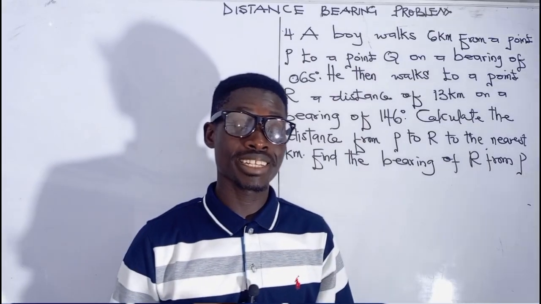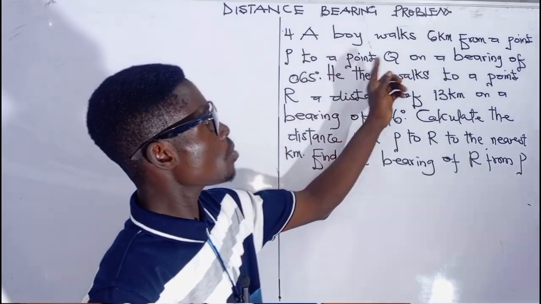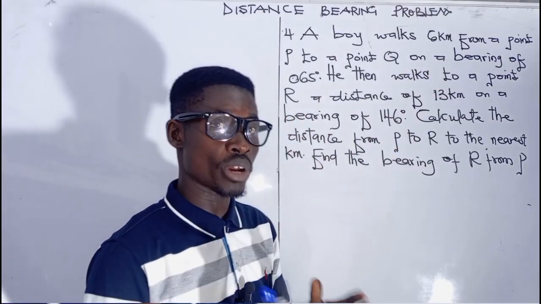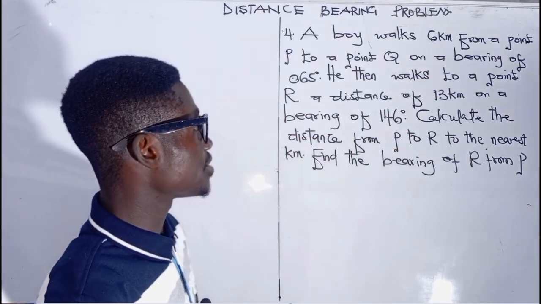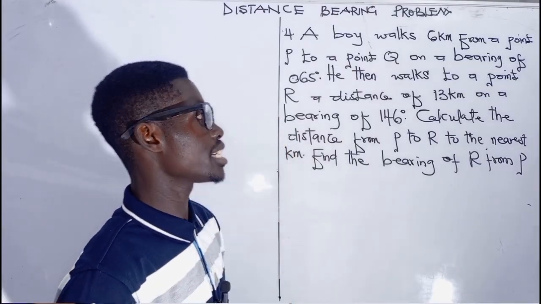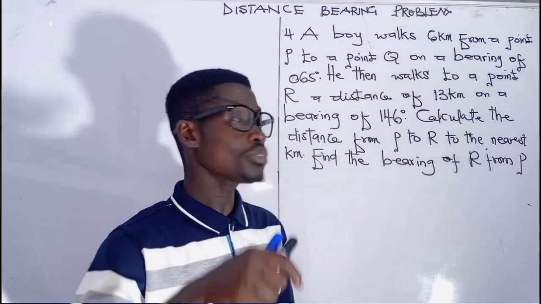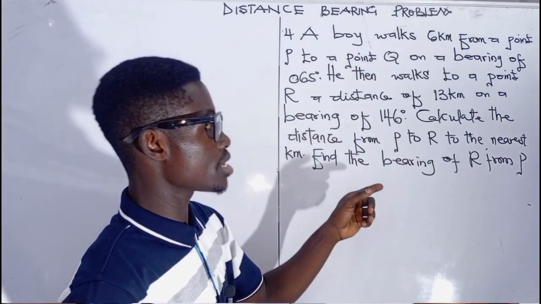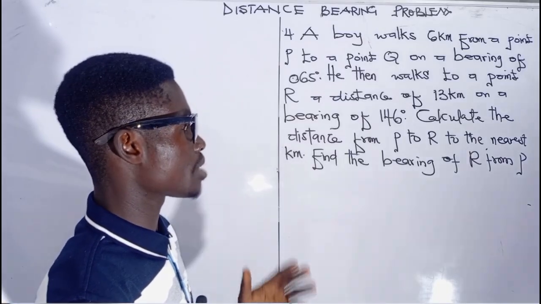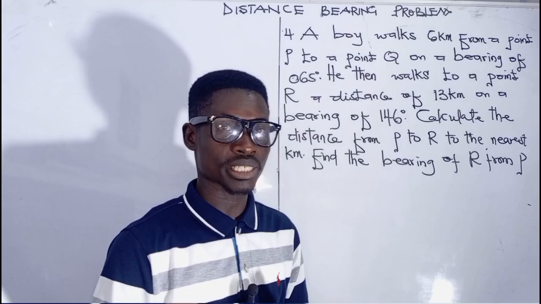So you want to solve this distance bearing problem on the board, which says that a boy walks 6 kilometers from a point P to a point Q on a bearing of 65 degrees. He then walks to a point R, a distance of 13 kilometers on a bearing of 146 degrees. We want to calculate the distance from P to R to the nearest kilometer, and then we also want to find the bearing of R from P. This is our question for the day.